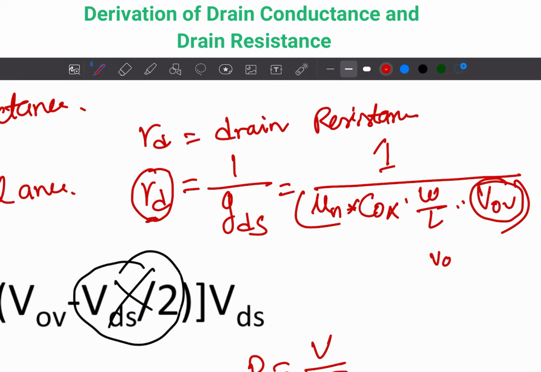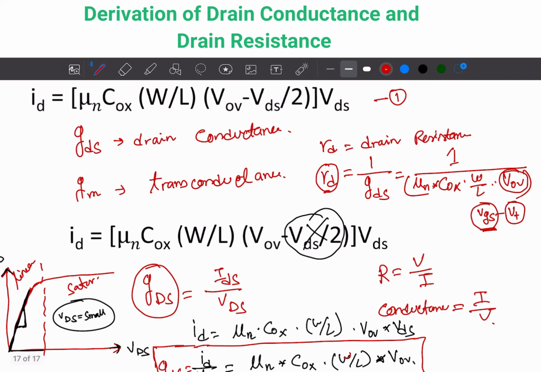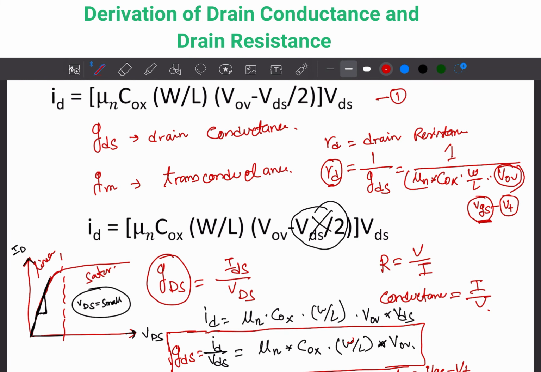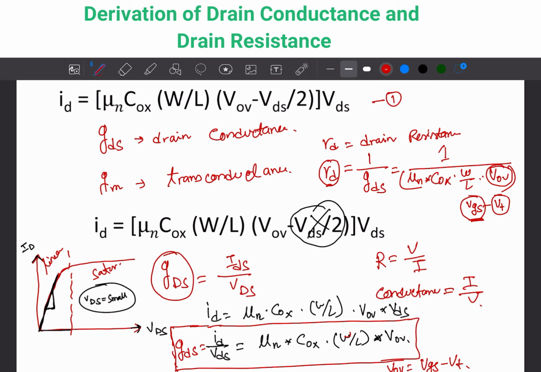VOV means VGS minus VT. This is the constant. So VGS. So we can say that the output resistance RD is controlled by the input voltage VGS. So we can use a MOSFET as a voltage controlled resistance. Okay. So this is the concept of GDS, RD, and the voltage control resistance, as well as the voltage control current source.